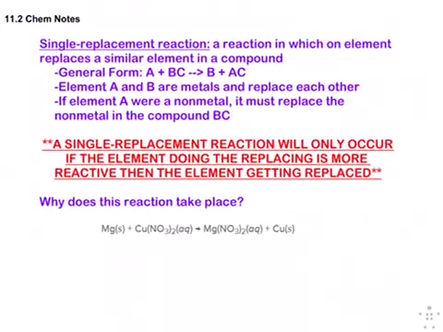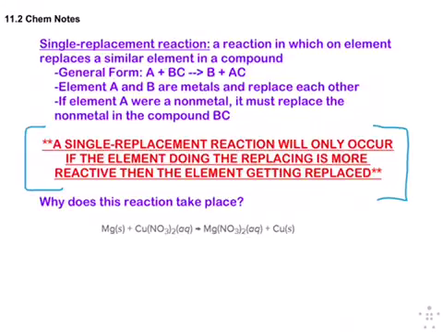Single replacement reactions. This is a reaction in which one element replaces a similar element in a compound. Your general form is A plus BC gives us B plus AC. If A is a metal, it has to replace the metal in the compound. If A is a nonmetal, it has to replace the nonmetal in the compound. You can't switch them up. This is very important here. Hence the red, underlined, bold, all capitals.